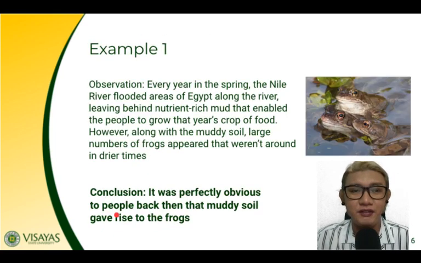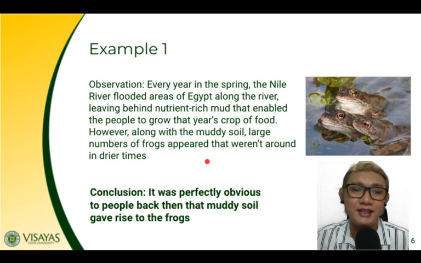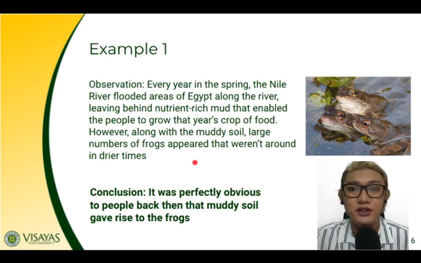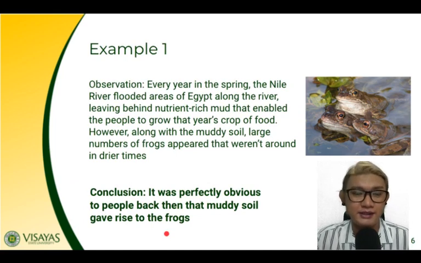Now, what are examples of spontaneous generation? Before, their observation was that every year in the spring, the Nile River flooded areas of Egypt along the river, which left behind nutrient-rich mud that enabled the people to grow that year's crop of food. However, they noticed that along with the muddy soil, a large number of frogs appeared that weren't around during the drier times. So it was perfectly obvious to people that the muddy soil gave rise to the frogs.